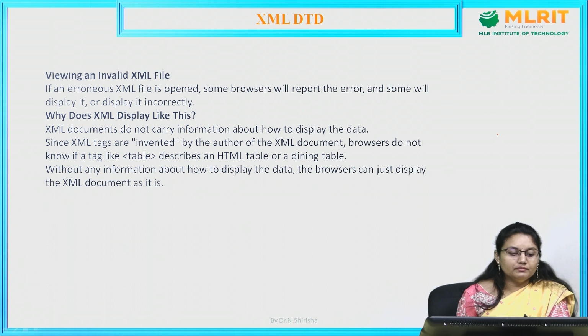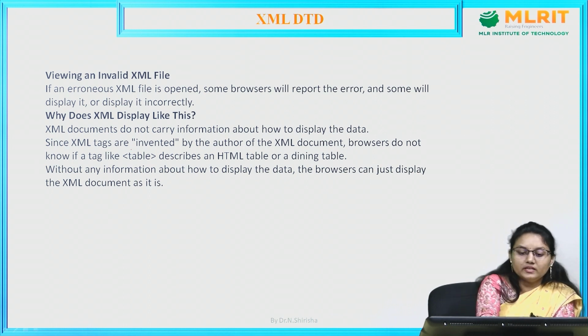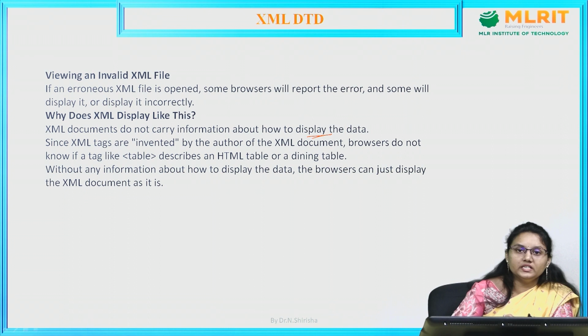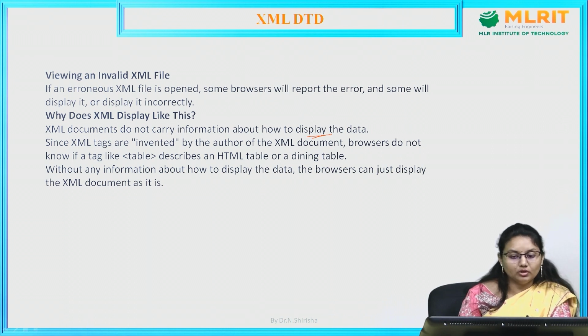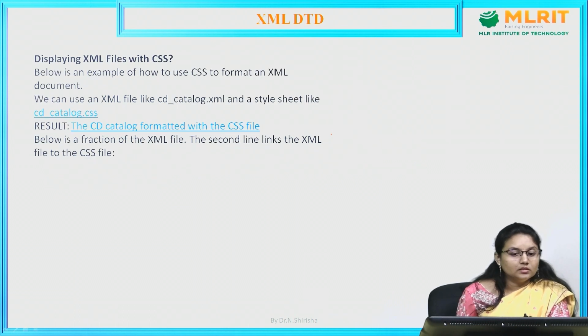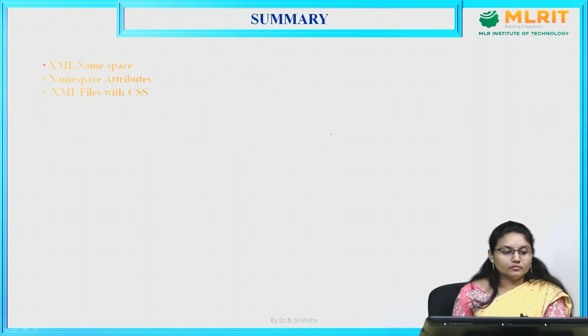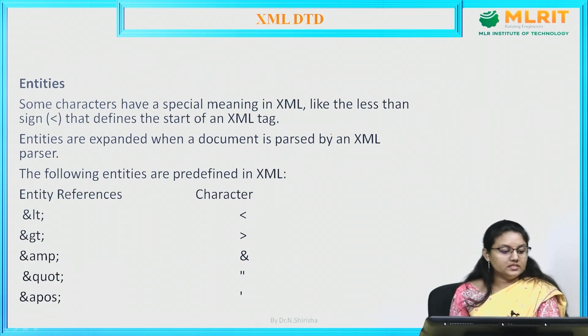So, viewing an invalid XML file. If an erroneous XML file is opened, obviously it reports the error. I have shown you how the error is displayed also. And why does XML display like this? Because an XML document does not carry information about how to display. It only displays the content. Whatever content you are giving, it will just display that. So that is why we have that. Okay. So entities are nothing but this.